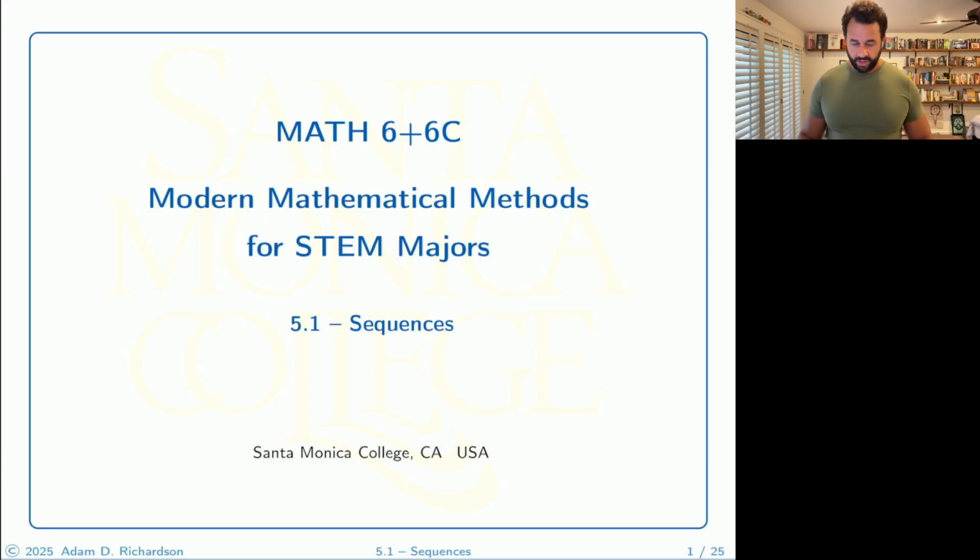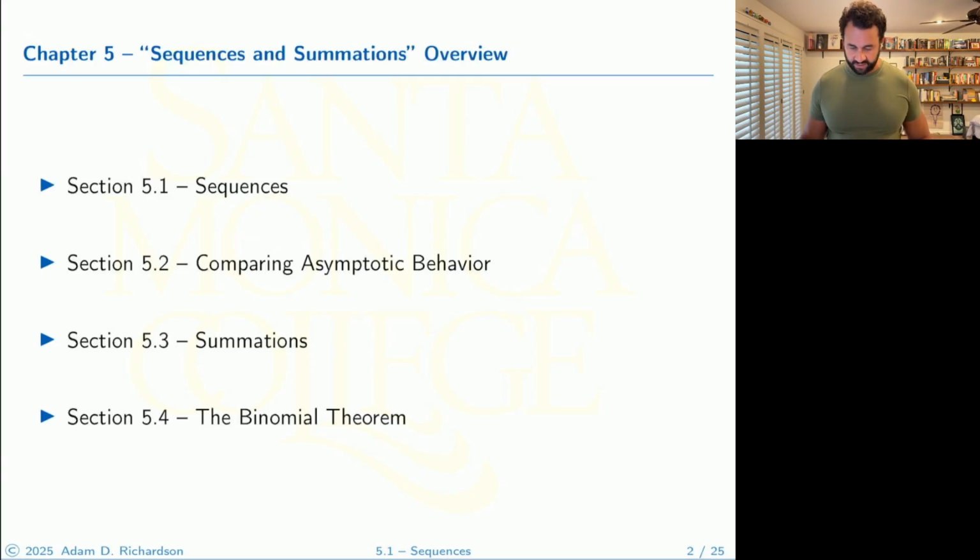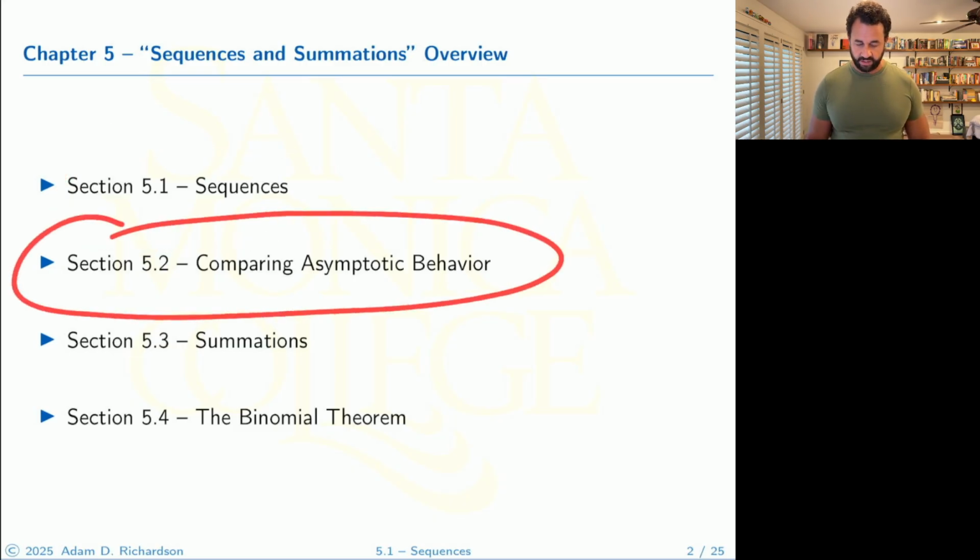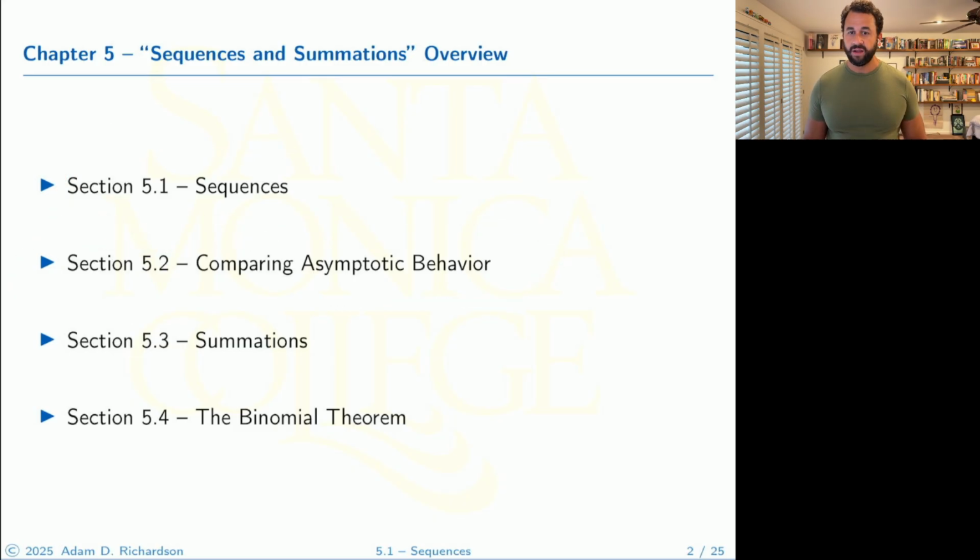Right, here we go. So first section of Chapter 5, let's take a look at an overview of the chapter first. First section is all about sequences. The second section is a cool one. It's all about comparing asymptotic behavior. I'm excited to help you all learn that stuff right there.